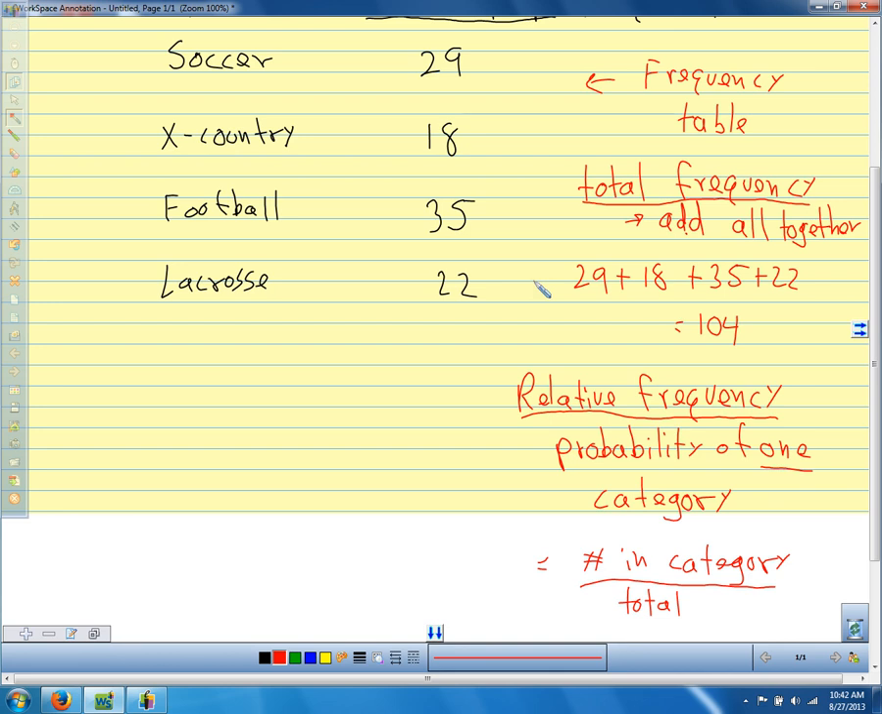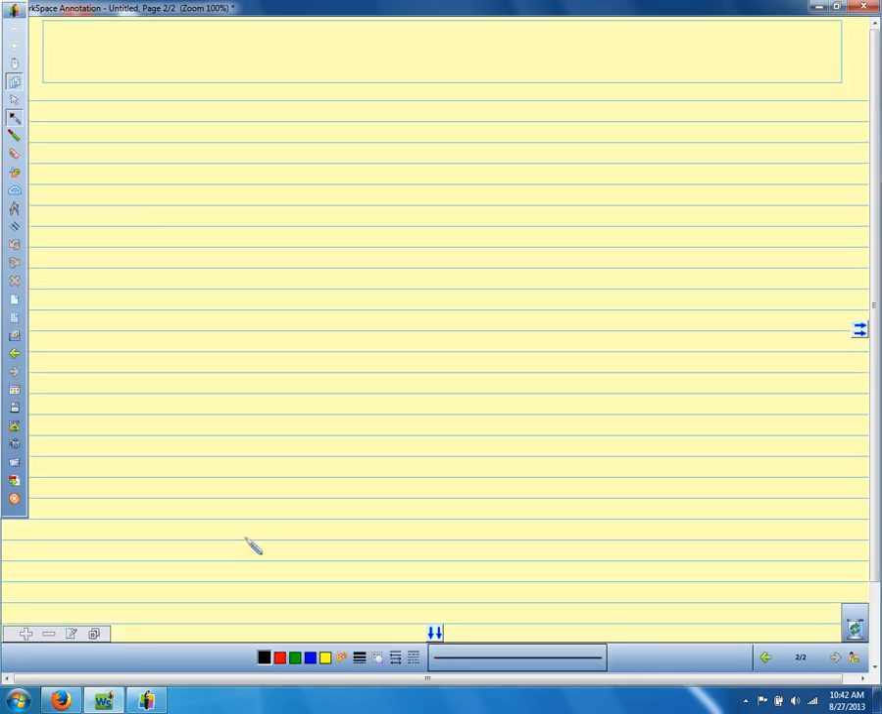So let's calculate a relative frequency. I'm going to switch pages here. So the relative frequency, and again, relative frequency just means the probability of that one category.